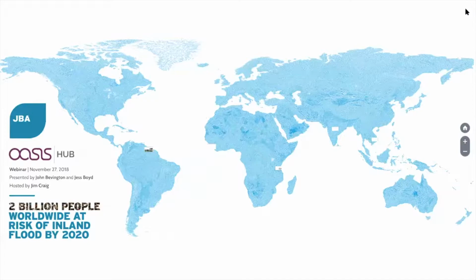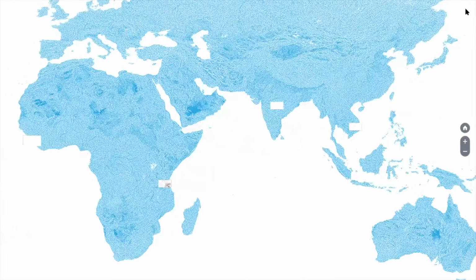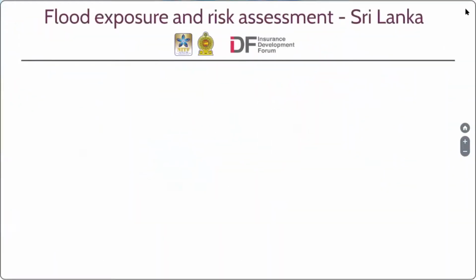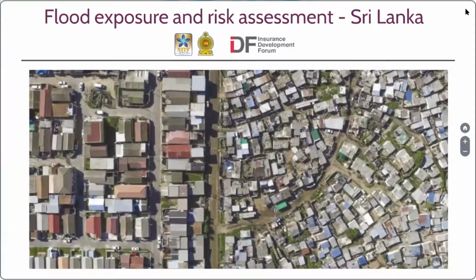Thanks, John. Now I'll take you over to Sri Lanka. JBA has been working with the Insurance Development Forum to enhance the effectiveness of the Sri Lankan disaster insurance scheme. This is a scheme which provides emergency payouts for uninsured households and micro businesses affected by natural disasters, including flood. The work started with trying to better understand the scheme's exposure to flood risk.